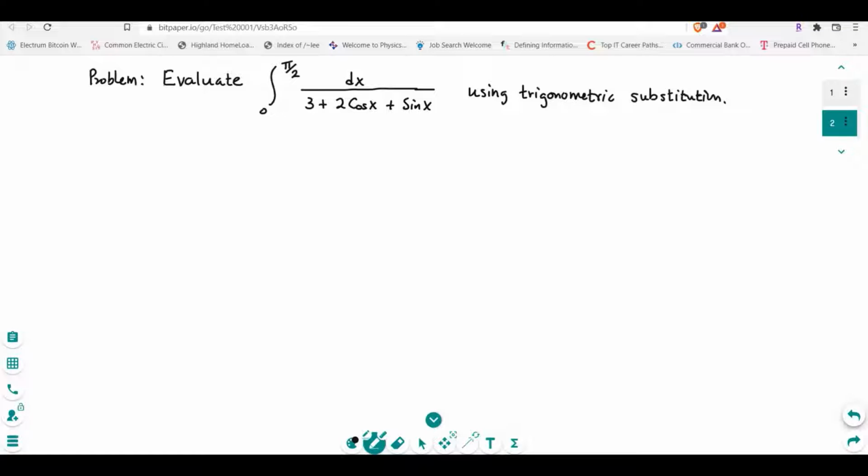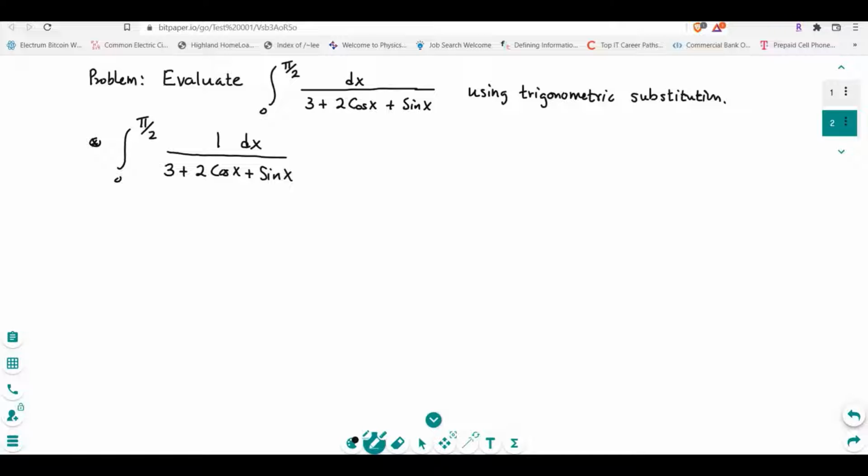Okay, let's try to evaluate this integral using trigonometric substitutions. So the first thing that you have to notice is that this is a definite integral that goes from 0 to pi over 2. In the numerator, you have a constant, and in the denominator, you have an expression that involves trigonometric functions. So if you see something like this, the best way is to use a trigonometric substitution.